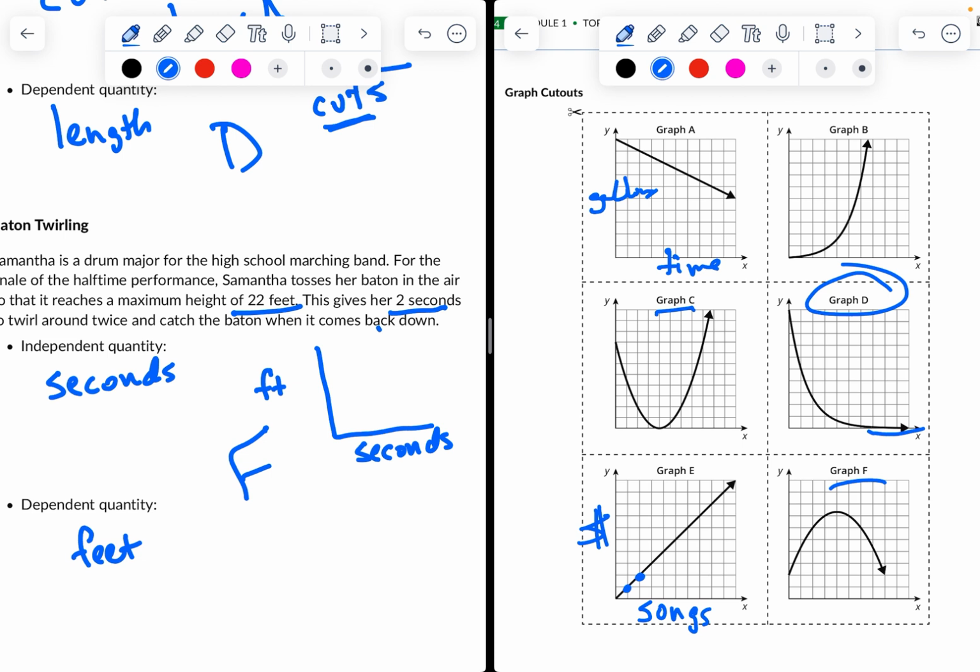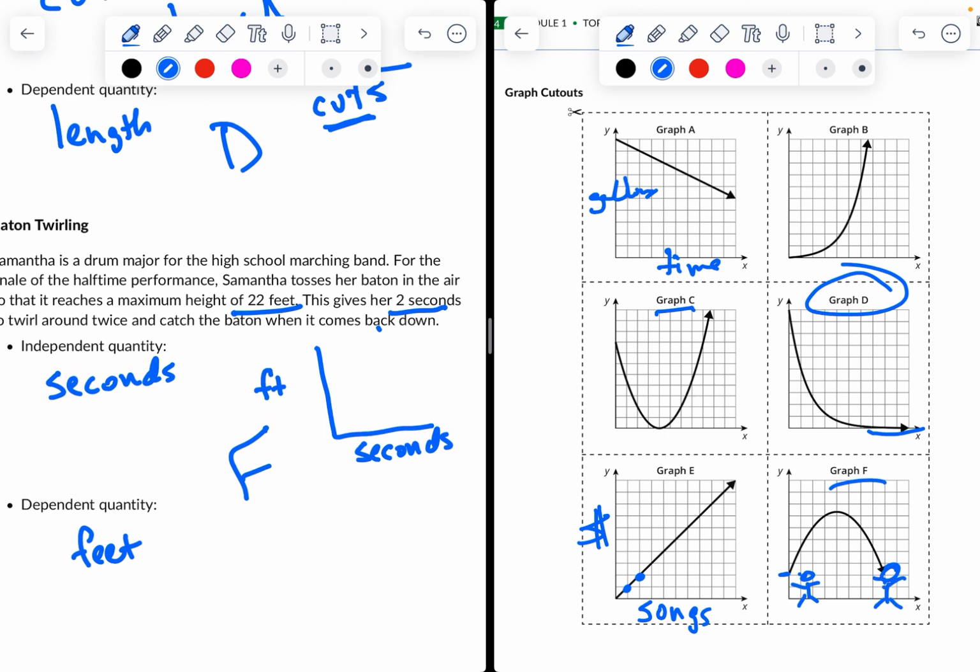Some of you might notice that the baton does not start out at 0, even though she's low and she's throwing it up. But you do need to realize my little twirler is standing with the baton in her hand. So the baton is not on the ground. She's up, she throws it up, it comes back down. Hopefully she's going to be over here to catch it in a minute.